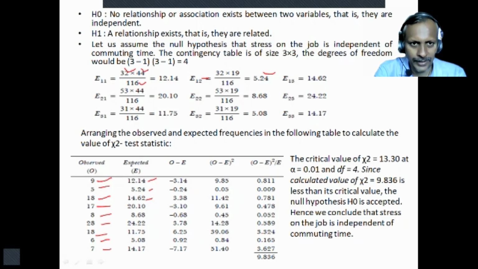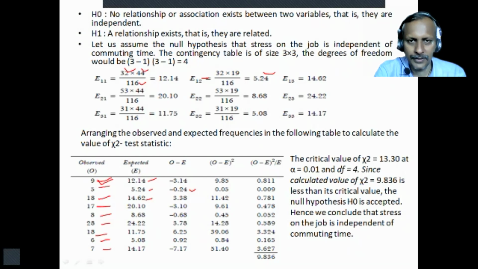When we have O and E, the next step is O minus E, the observed variable minus the expected variable. That is 9 minus 12.14, which is minus 3.14. Similarly, 5 minus 5.24 gives 0.24. Similarly, 18 minus 14.62 is 3.38. This is how we calculate the O minus E column, and we have to do it for all the 9 observations.